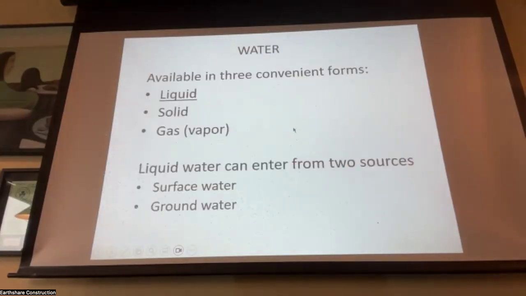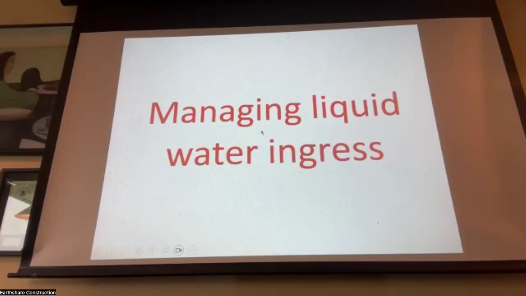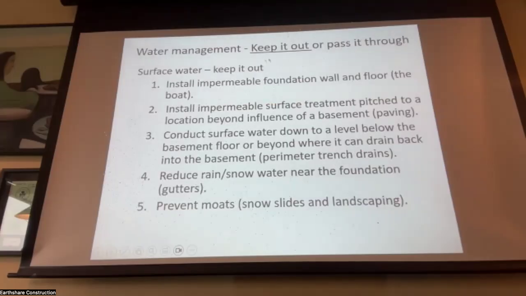Okay, bulk water. You have liquid water, solid water, and vapor. Bulk water is the liquid piece of it that we're going to talk about first. So you have surface water and groundwater to contend with. So you want to manage, does the water get in? Your first goal is to keep it out. Ideally, you're going to put drainage outside the foundation, but that's not always easy given a retrofit type of situation.